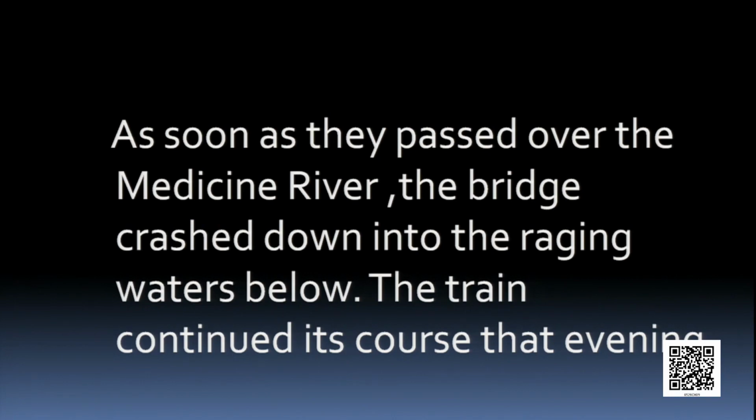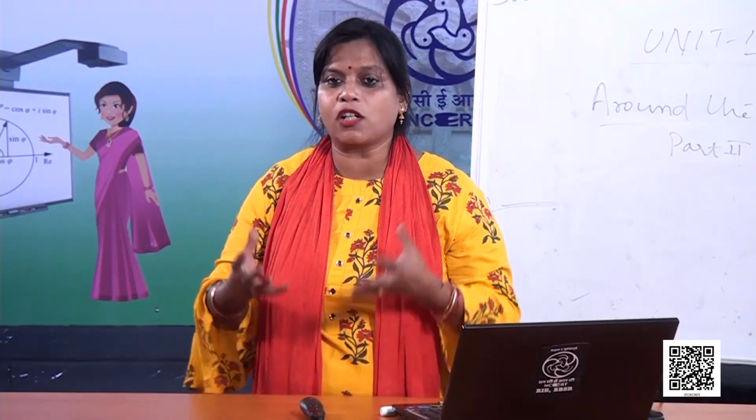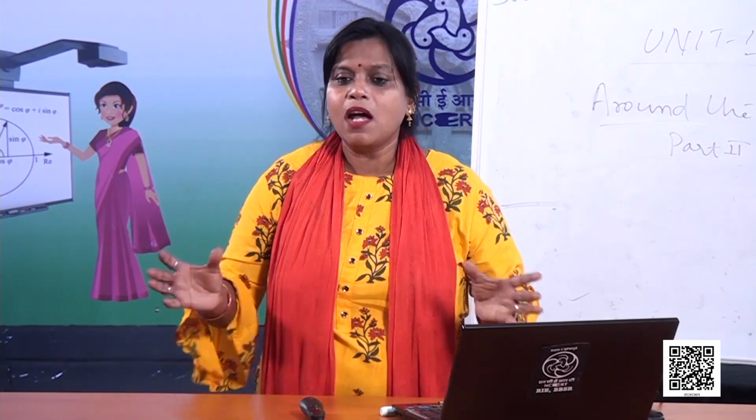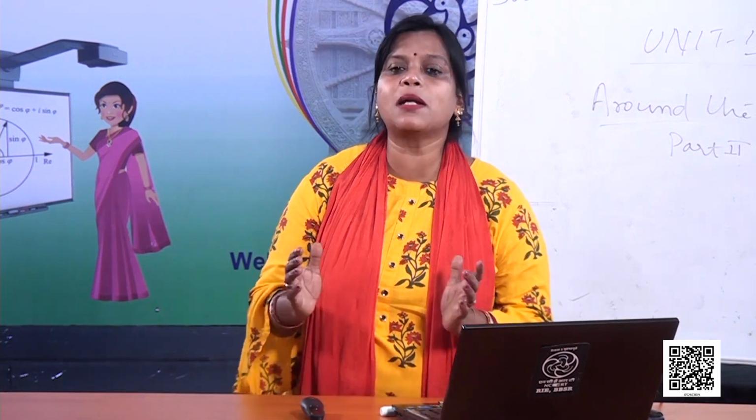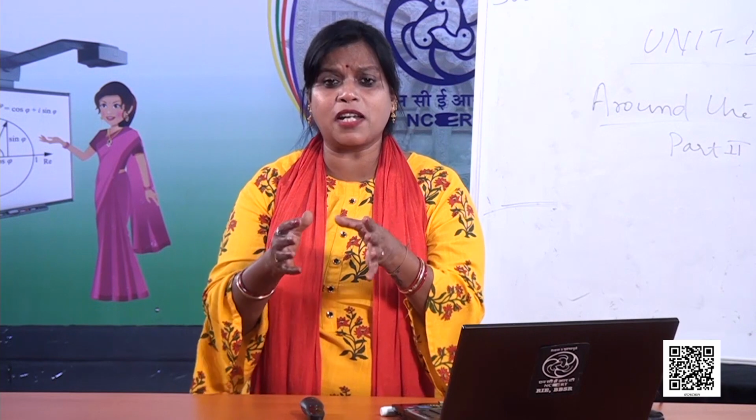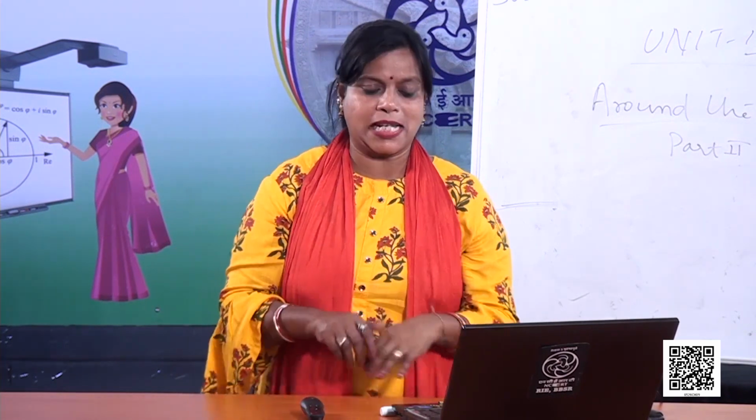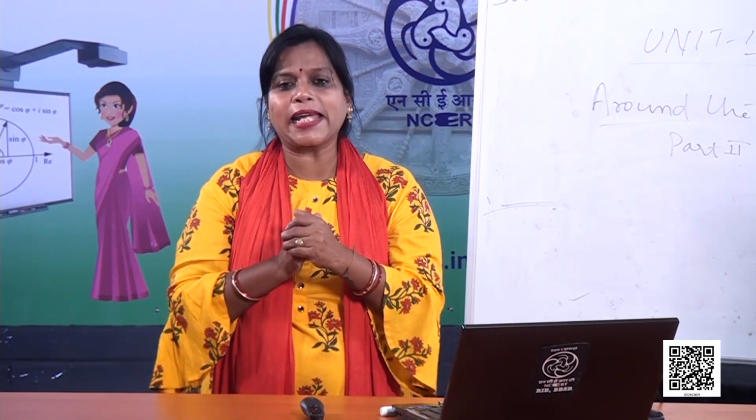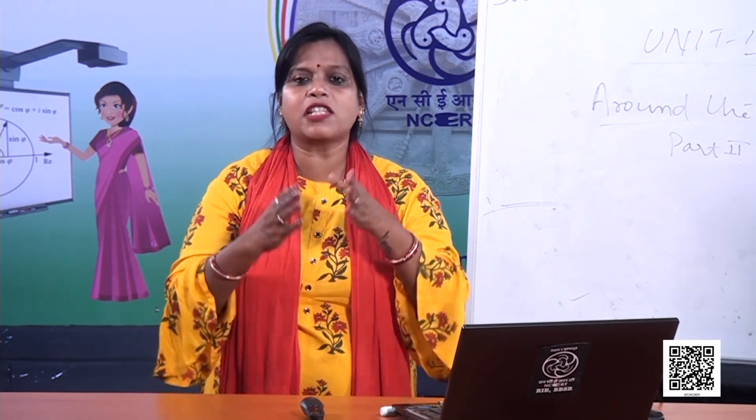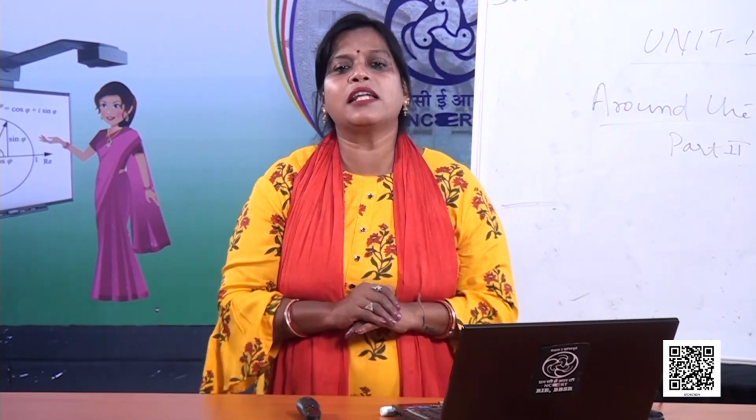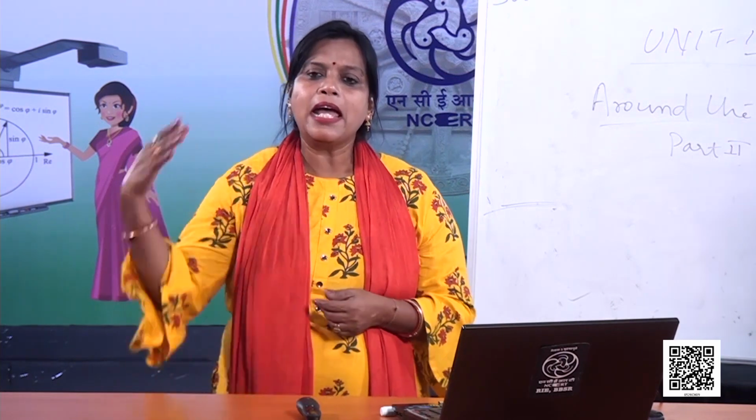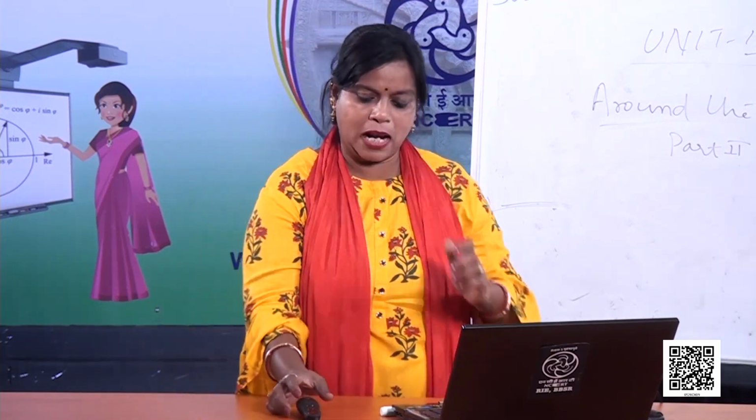As soon as they passed over the Medicine River, the bridge crashed down into the raging water below, and the train continued its course that evening without interruption. Interruption means without any stoppage, without any stop due to unavoidable circumstances. What is the first circumstance which came? Again recall that one, the herd of buffaloes on the track. And secondly, the cables had broken, so how to cross the bridge? They stopped. These are the two interruptions while the journey continued. And now, after crossing the Medicine River, the train has continued its course. Its course means it is running as usual that evening, with no interruption till evening.